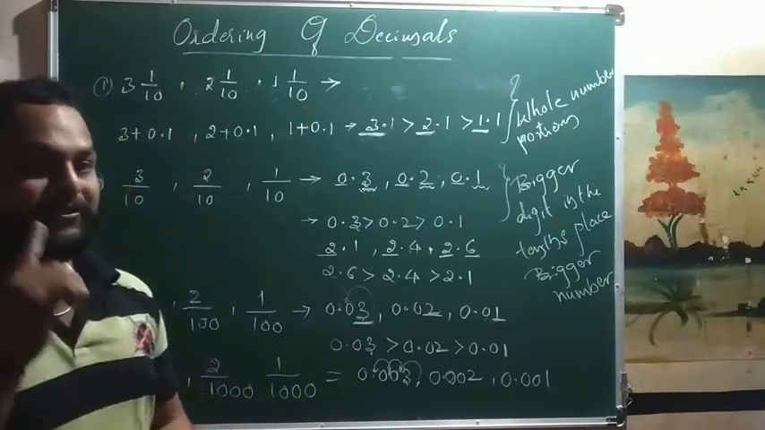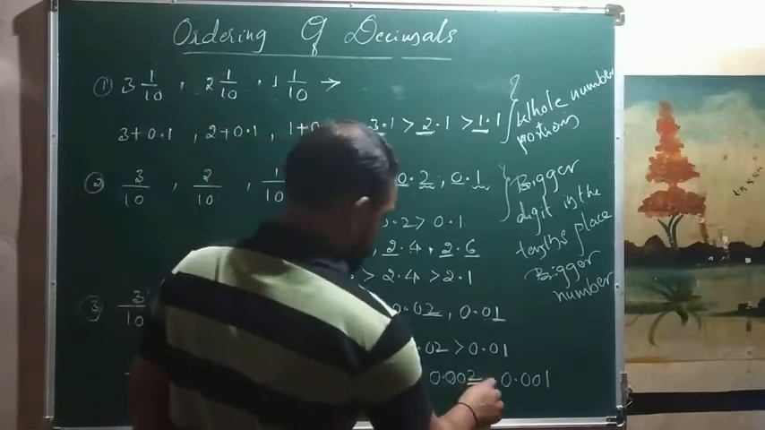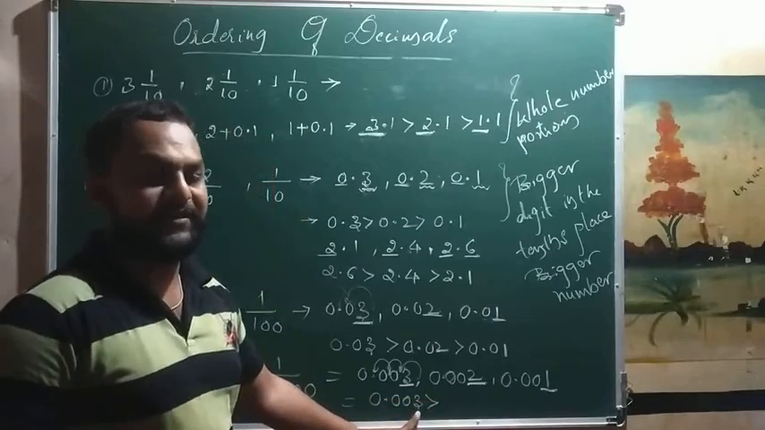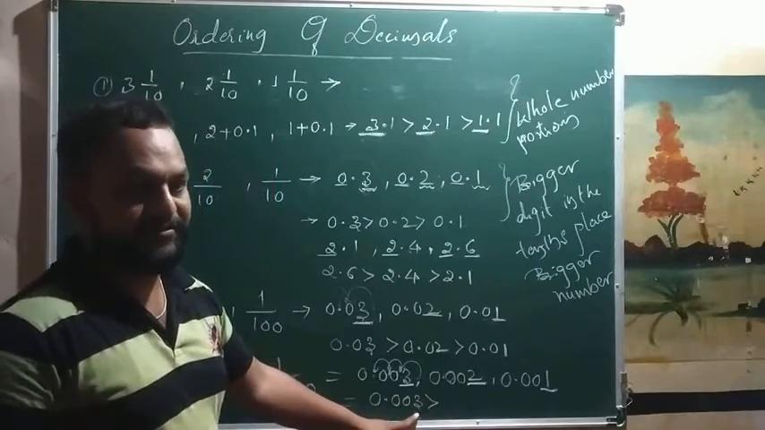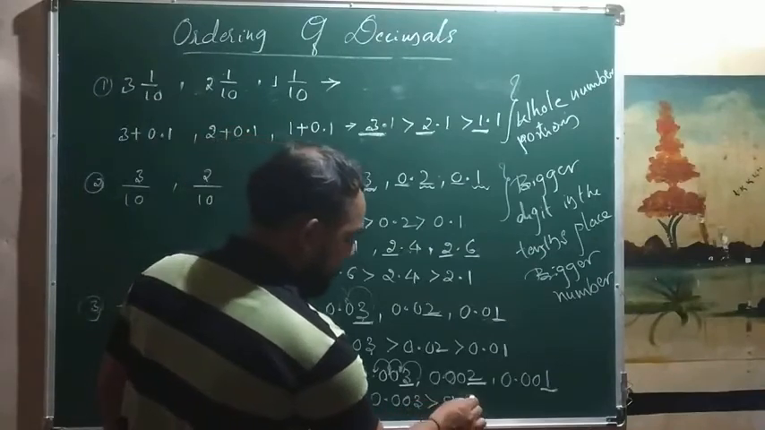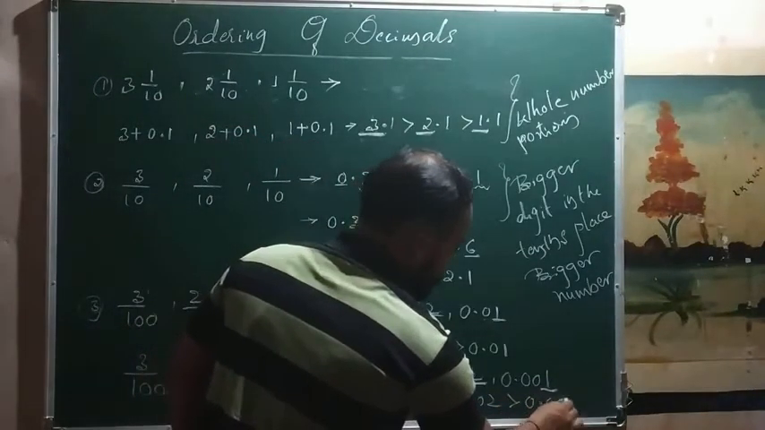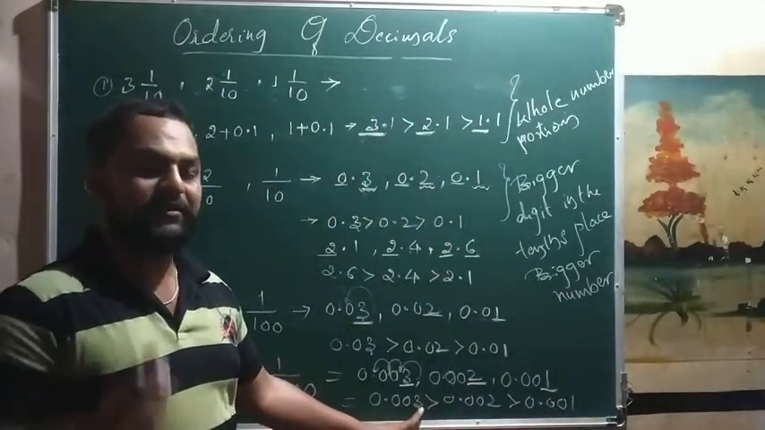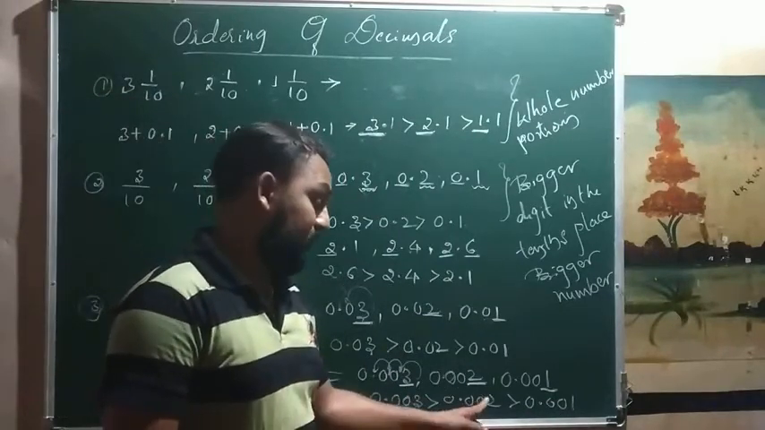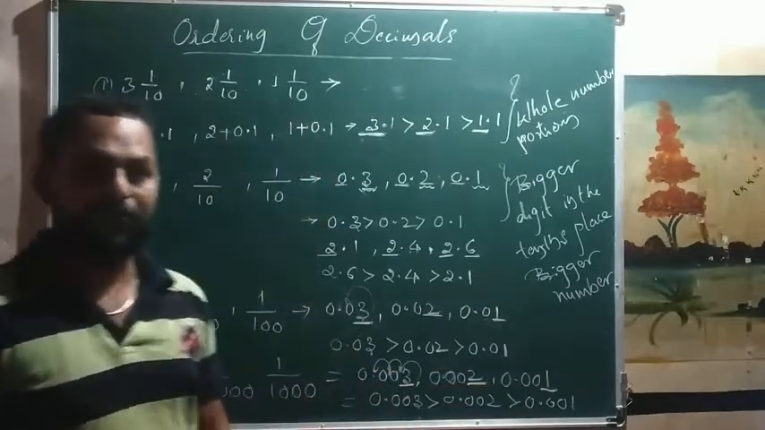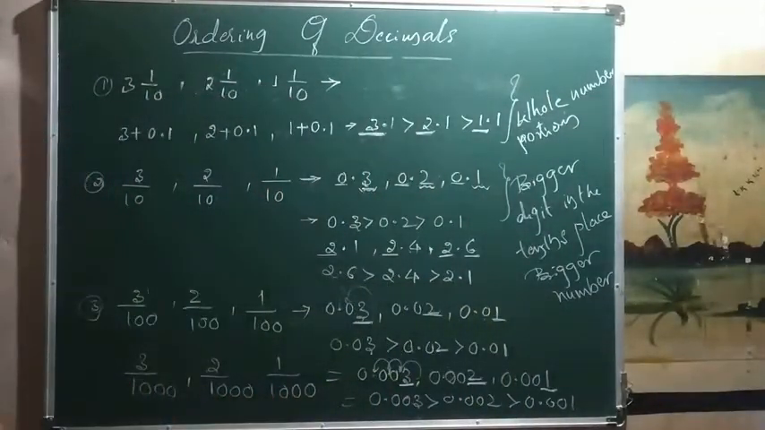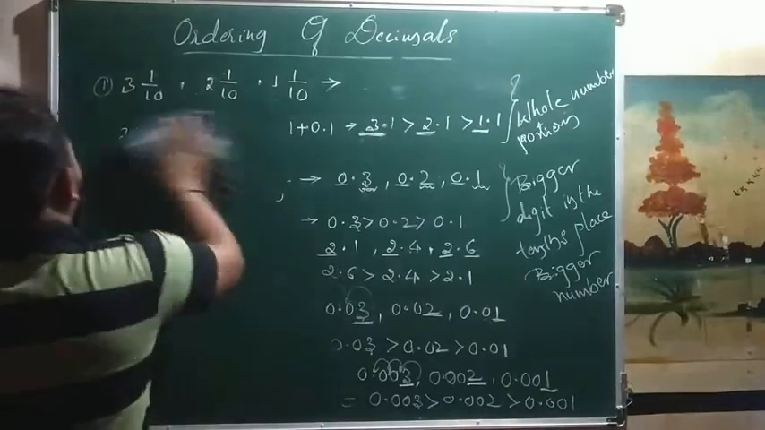The next compare the thousandths place. Here the thousandths digit is 3, 2, 1, meaning 0.003, 0.002, 0.001. Which is bigger? The bigger digit in that place makes the bigger number. Here the digits are 3, 2 and 1. Which is the greater digit? 3 is the greater digit. It means 0.003 is the greatest. These are the comparisons for ordering decimals. Okay, take more examples.